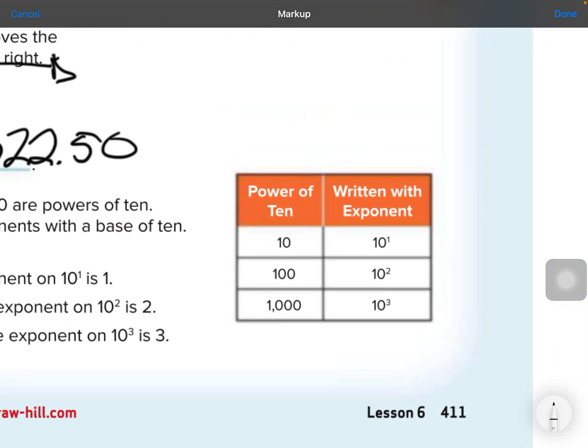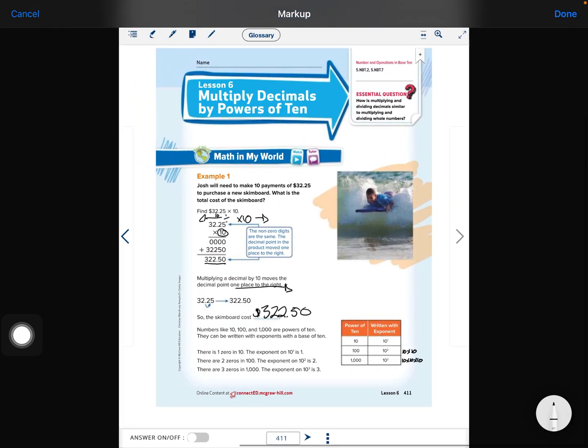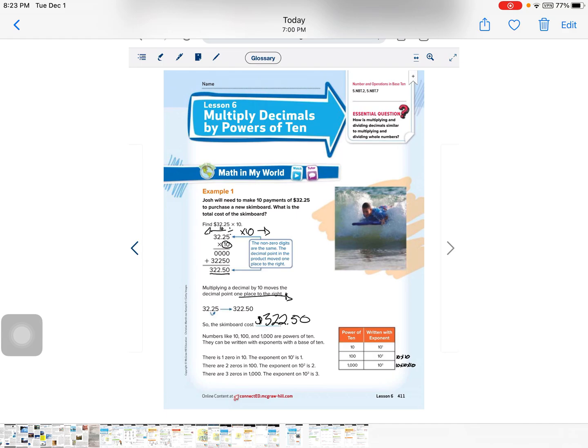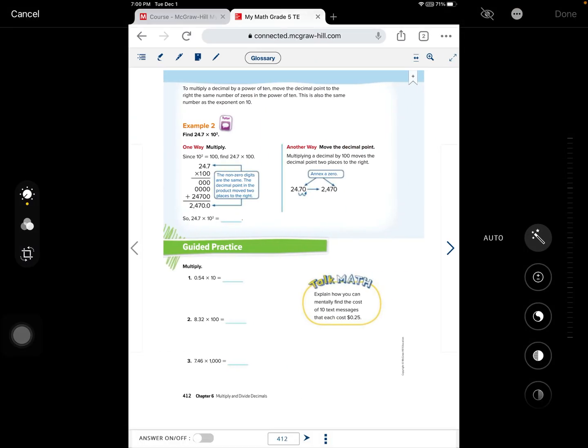And this is a review on exponents. Remember, the powers of 10: 10 to the first power is just 10. 10 to the second power is the same as saying 10 times 10. 10 to the third power is like saying 10 times 10 times 10. And there's going to be 3 zeros in that. So 10 to the third power is a 1 with 3 zeros. That'll help you out with this lesson today. Told you you're going to love it. Okay, move on to the next page.